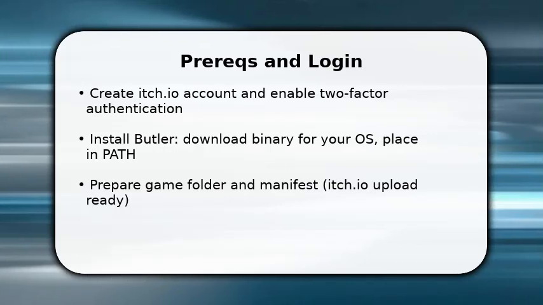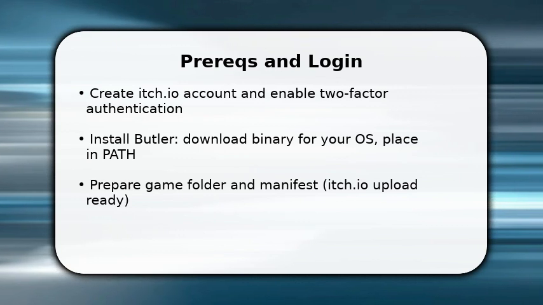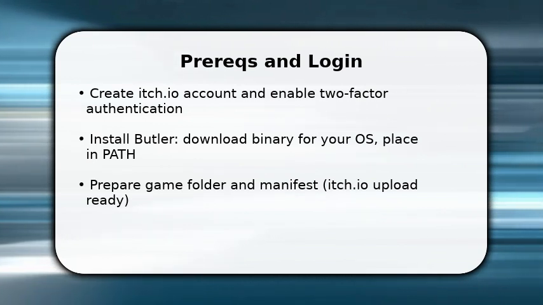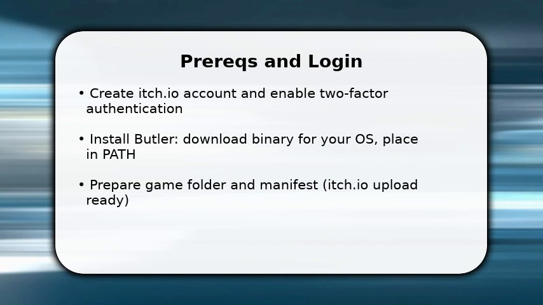You start by preparing essentials: sign into itch.io and enable two-factor to secure uploads. Install Butler by downloading the appropriate binary for your OS and move it into a folder on your path so commands run anywhere. Make sure your game folder contains the final build and a simple manifest or index file. This helps Butler know what to upload.